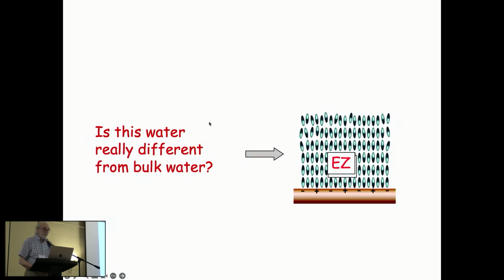So, next question. Is this water that we're talking about, this exclusion zone or fourth phase, really different from ordinary so-called bulk water?